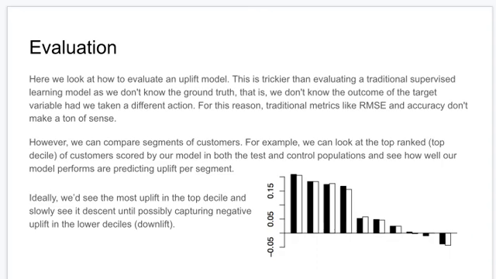Traditional metrics such as RMSE and accuracy don't make a ton of sense. There are a couple of solutions to work around this, which I'll talk through here in a bit. The first solution and the main solution is a generalization of the traditional cumulative gains chart. However, instead of looking at each individual person, what we do is segment the population.